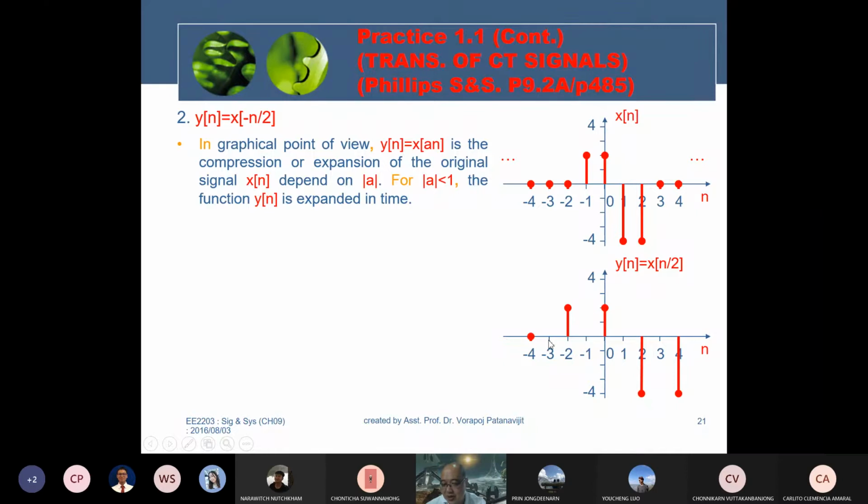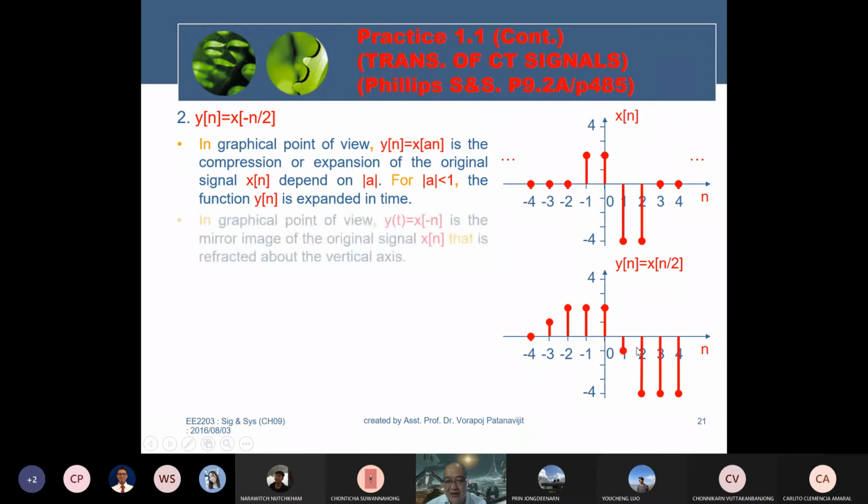For example, for this point, x, y at -3, the left hand equals 0, the right hand equals 1, the average equals 1. This one equals 2, left hand equals 2, right hand equals 2, the average of them equals 2, and so on. After you expand them completely, it means you have already determined the time scaling.